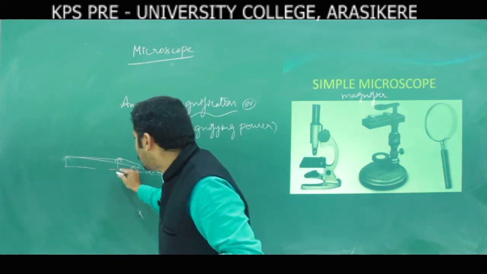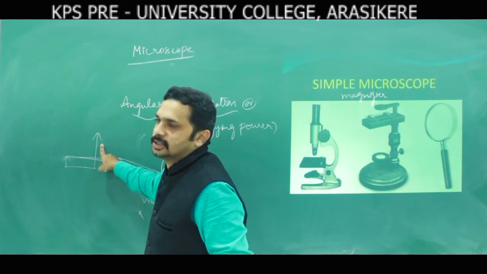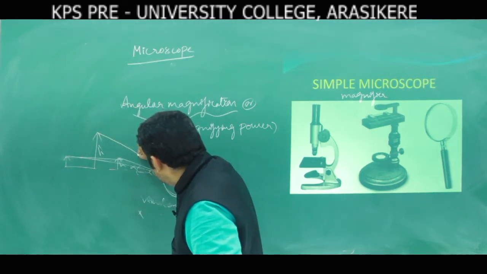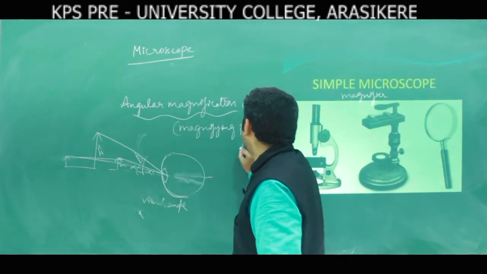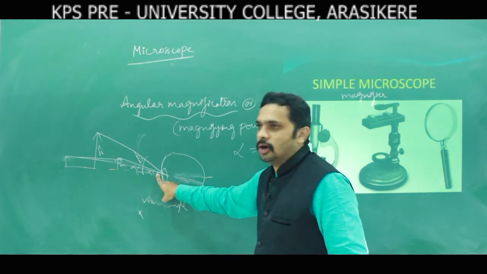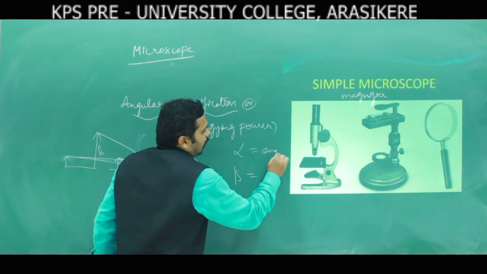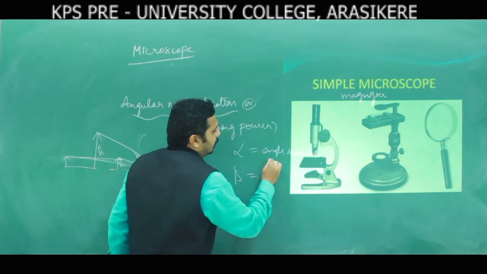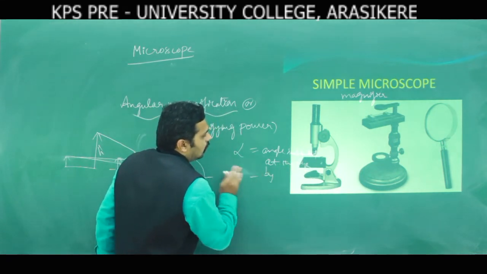Now imagine yourself, this is the object, this is the image. You know that we got this is beta. What is alpha? Alpha is the angle subtended at the eye by the object. What is beta? Angle subtended at the eye by the image.